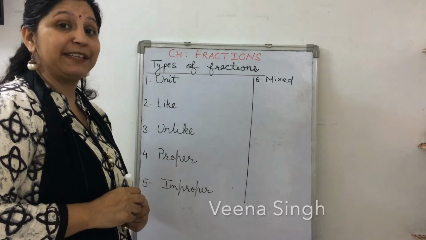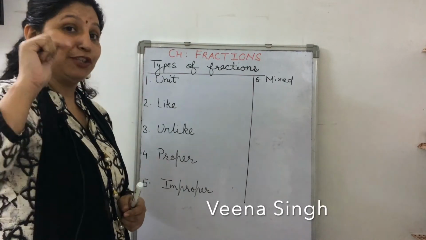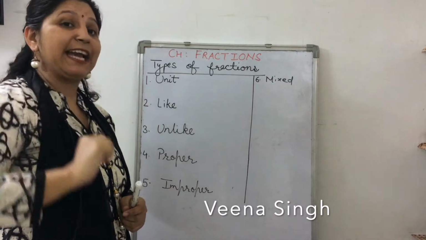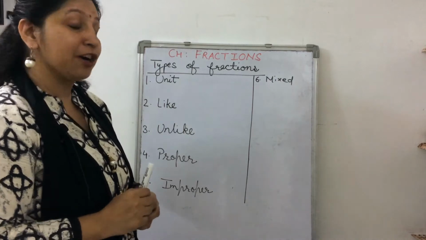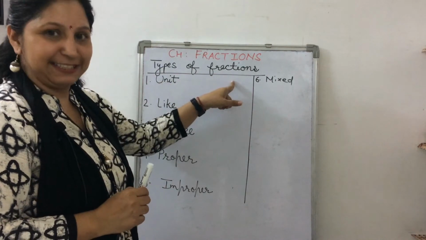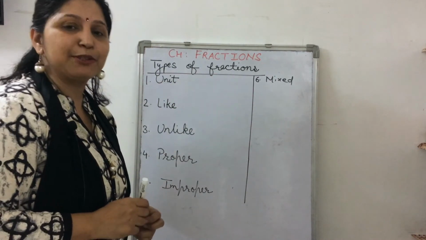Fraction means numerator divided by denominator. Numerator comes in the upper portion and denominator comes in the lower portion. So now here we are going to talk about types of fractions. There are 6 types of fractions.